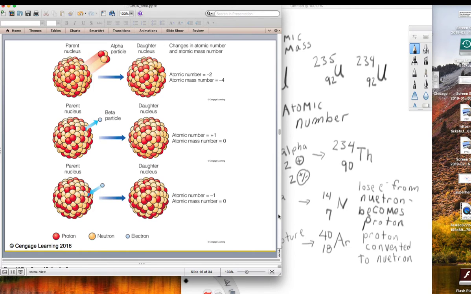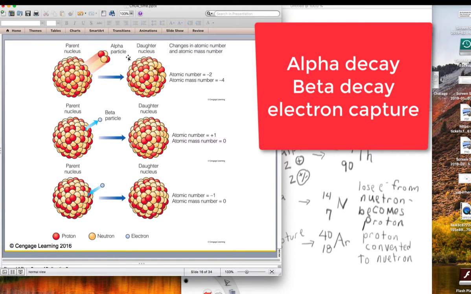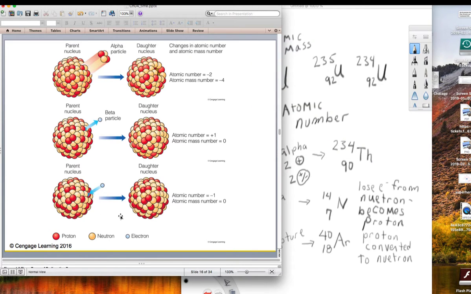When we look at isotopes, they're going to decay. And your book talks about these three forms of radioactive decay. There's alpha decay, there's beta decay, and then there's something called electron capture. But all three of these are important because the isotopes that we use in geology will decay according to one of these three types of decay. So let's look at this first one.